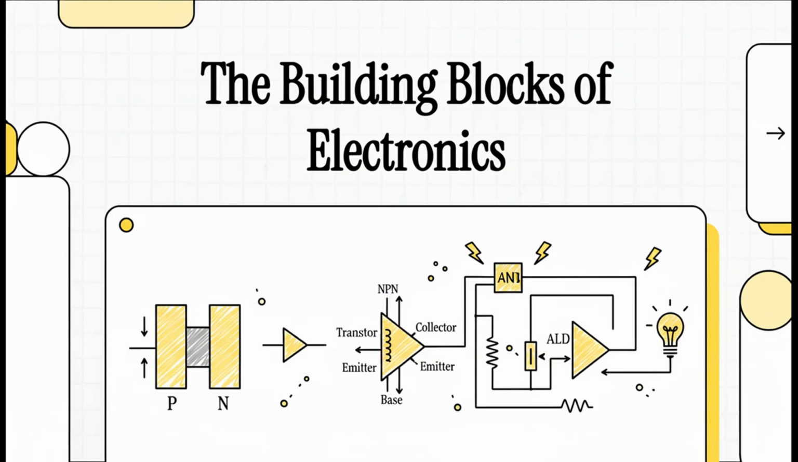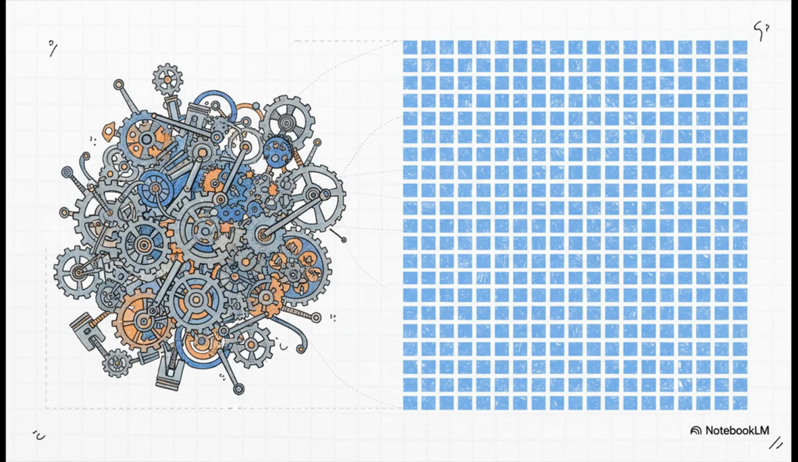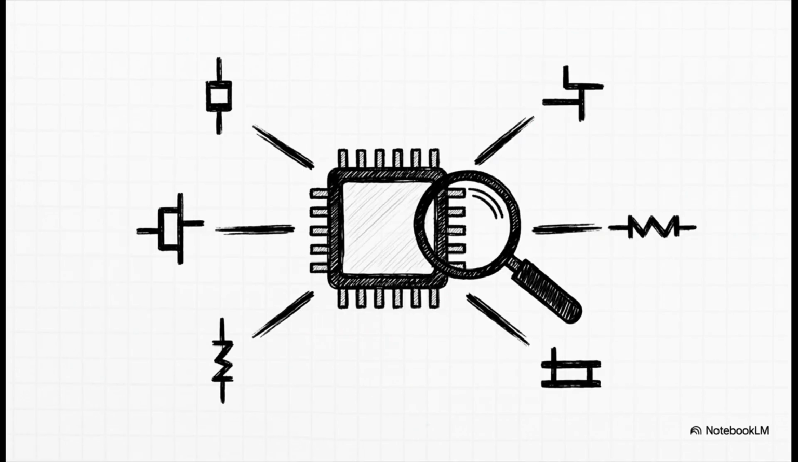All right, let's dive into the simple idea that basically powers our entire digital world. I mean, how does a tiny little chip do billions of calculations every single second? It sounds crazy complex, right? Well, the secret isn't one big, complicated part, it's trillions of incredibly simple ones. So let's look at the basic building blocks that make all this possible, starting with the semiconductor.